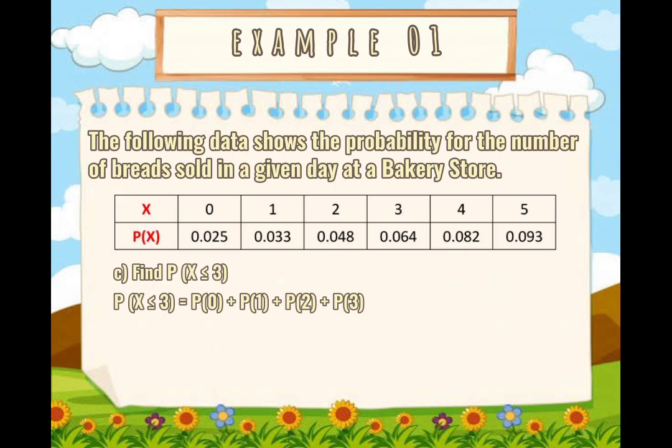The last one is find the probability of x less than or equal to 3. When the symbol is like this, then let's take 0 to 3 in our given. Then again, substitute the corresponding probability of 0, 1, 2, and 3, and then add. The answer we get is 0.75.